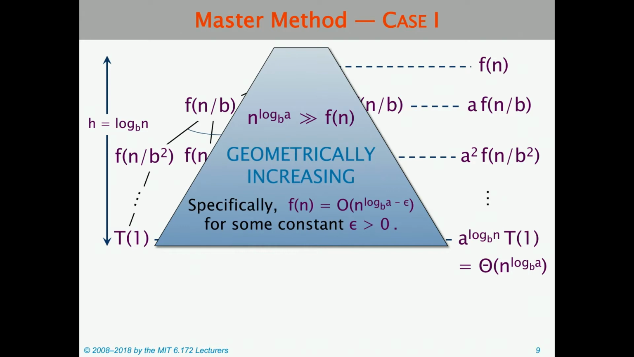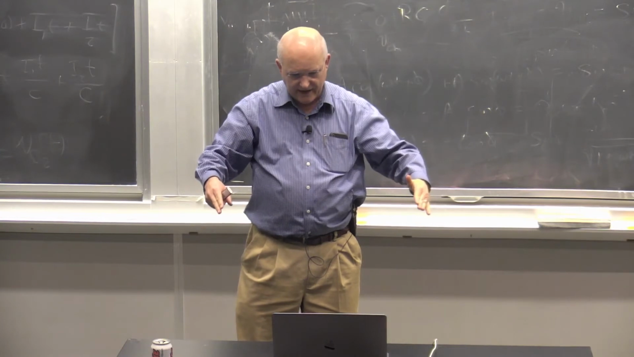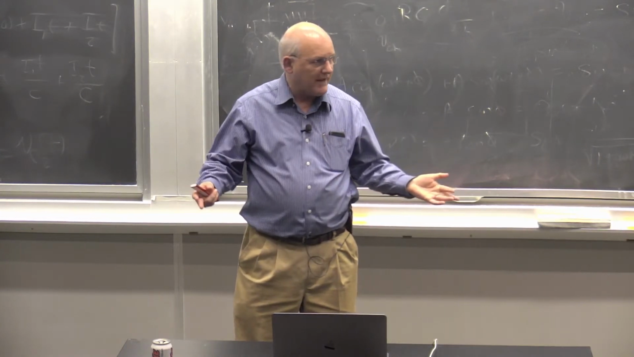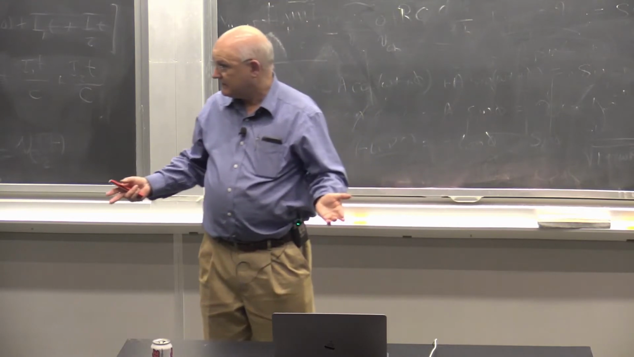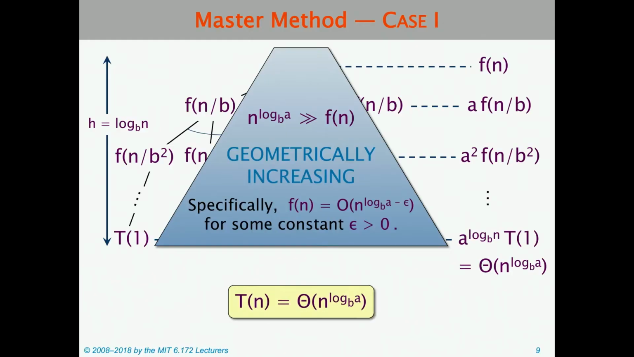And by much bigger, I mean it's bigger by a polynomial amount. In other words, there's an epsilon greater than 0 such that the ratio between the two is at least n to the epsilon. In other words, f of n is O of n to the log base b of a minus epsilon, which is the same as n to the log base b of a divided by n to the epsilon. In that case, this is geometrically increasing, and so a constant fraction of the weight is in the leaves. So the answer is T of n is n to the log base b of a, as long as it's bigger by a polynomial amount.